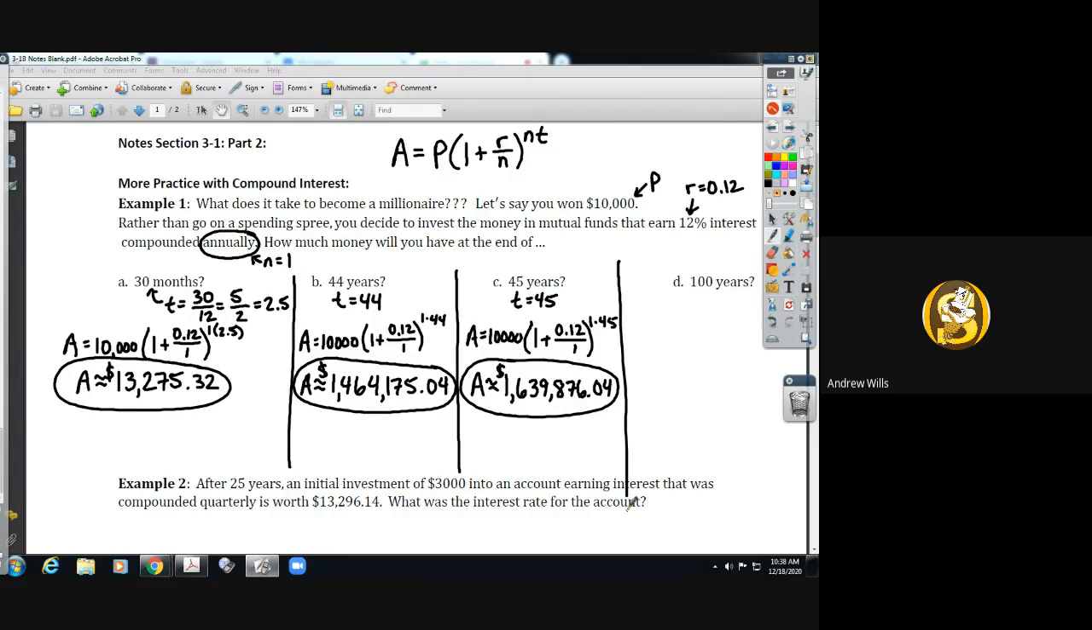All right, I want everybody to try part D, get an answer. I'm going to give you about, I don't know, a minute. Shouldn't take more than a minute to plug that into the calculator. And let's see what we get. After 100 years, how much money would be in that account?